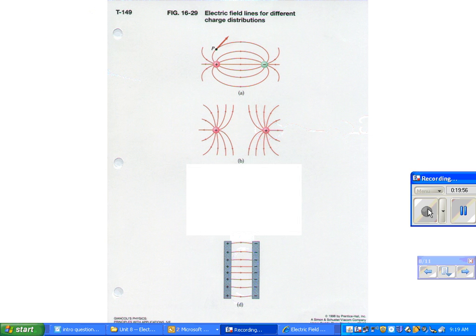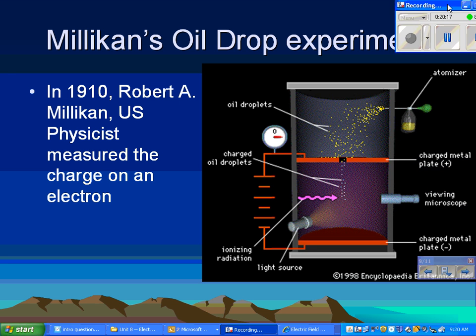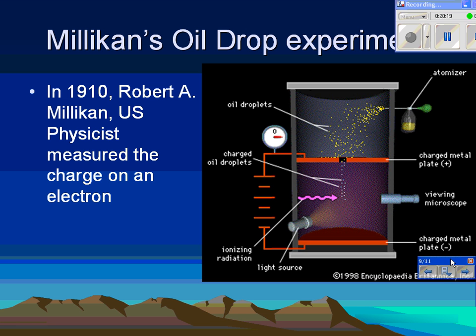So what's the point of all this? How is it useful? Well, one of the classic experiments in physics, one of the most important and just elegant experiments that ever happened, the oil drop experiment, uses this technology. It was conducted in 1910 by Robert A. Millikan. He was a physicist here in the U.S., and what he was able to do, in this oil drop experiment, was measure the charge of the electron.